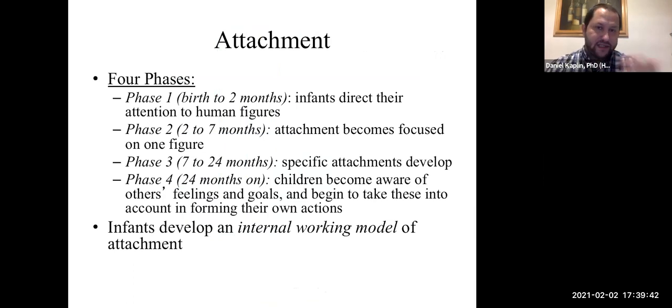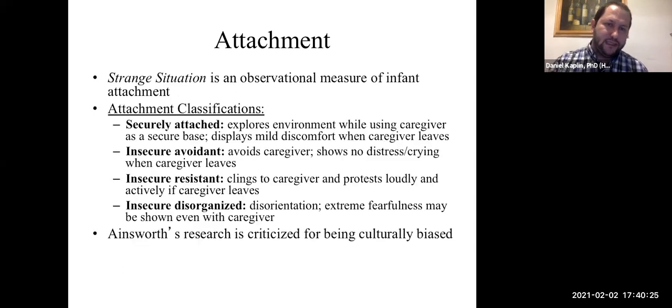Now, there are 4 phases of attachment. Birth to 2 months, infants direct their attention to human figures. By phase 2, which is 2 to 7 months, attachment becomes focused on one figure, usually the primary caregiver. Phase 3, by 7 to 24 months, specific attachments occur, and I'm going to tell you that you can form multiple attachments today. And by 24 months, which is phase 4, children become far more aware of other people's goals and feelings and take this into consideration when they form their own actions. So those are the 4 phases of attachment.